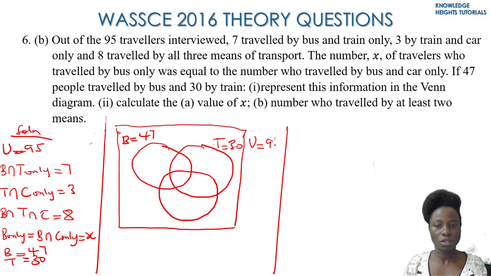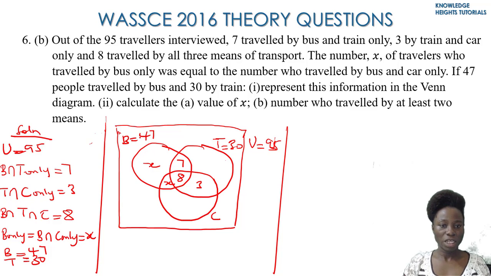So the union is 95, as we know already. And then we are told that B and T only is 7. B and T. This is car. B and T only is 7. T and C only is 3. B and T and C is 8, which is here. B only is equal to B and C only. This is B only, and this is B and C only. And they are all represented by X. So this is how we represent it on the Venn diagram.